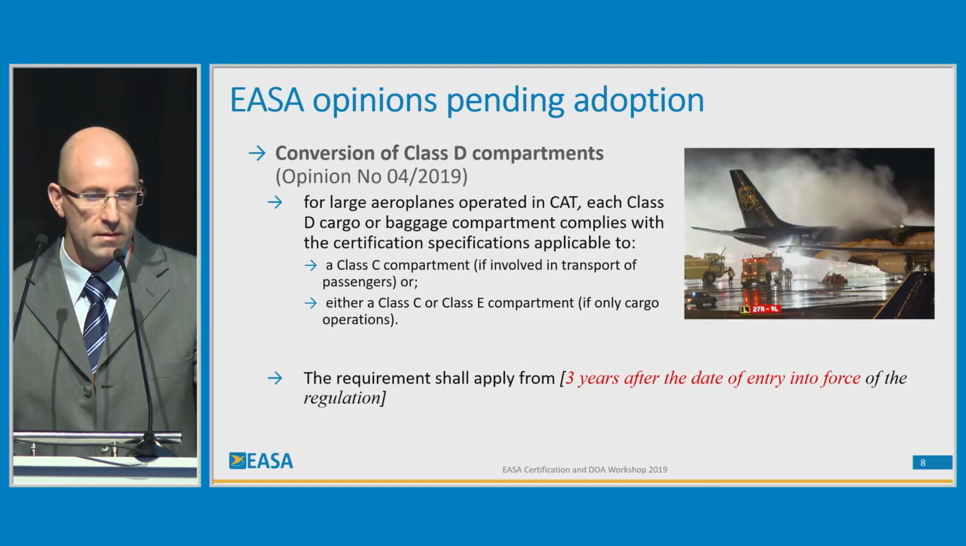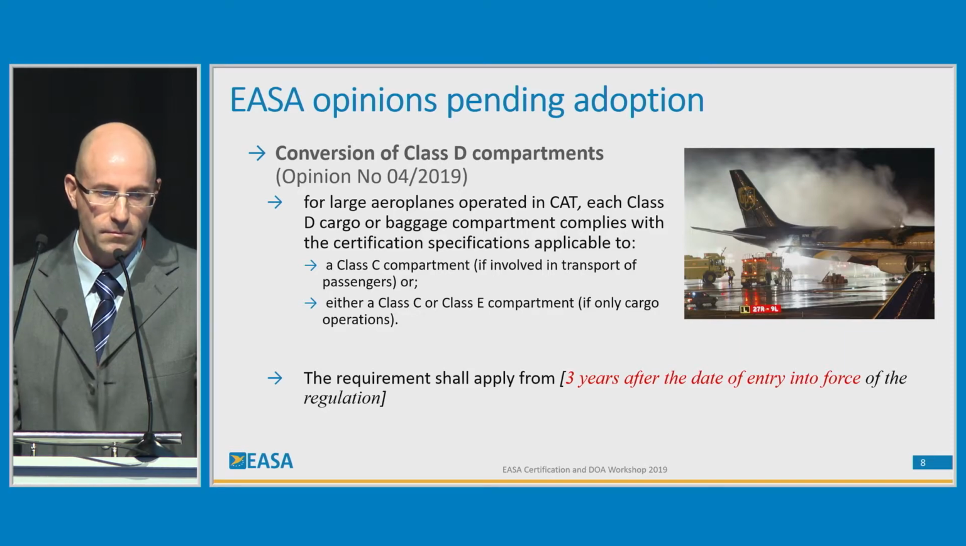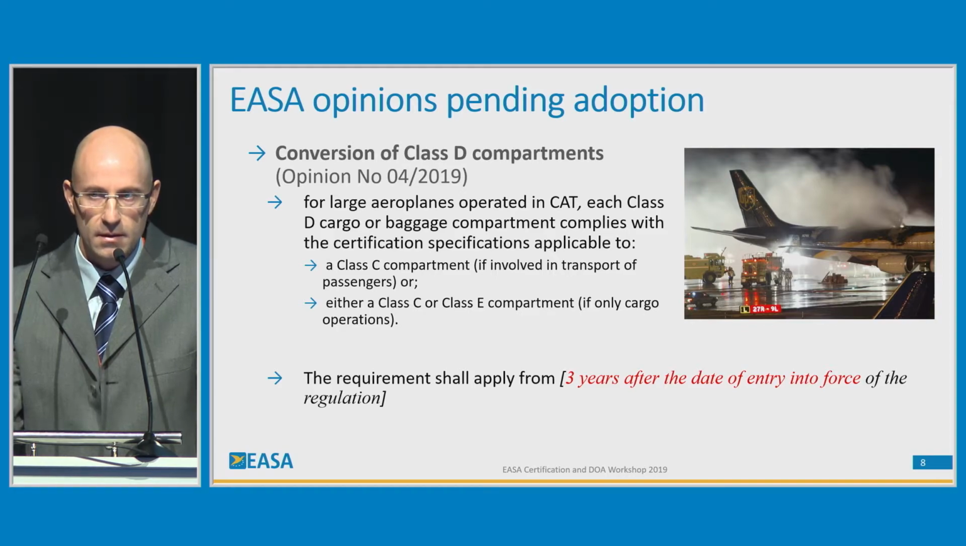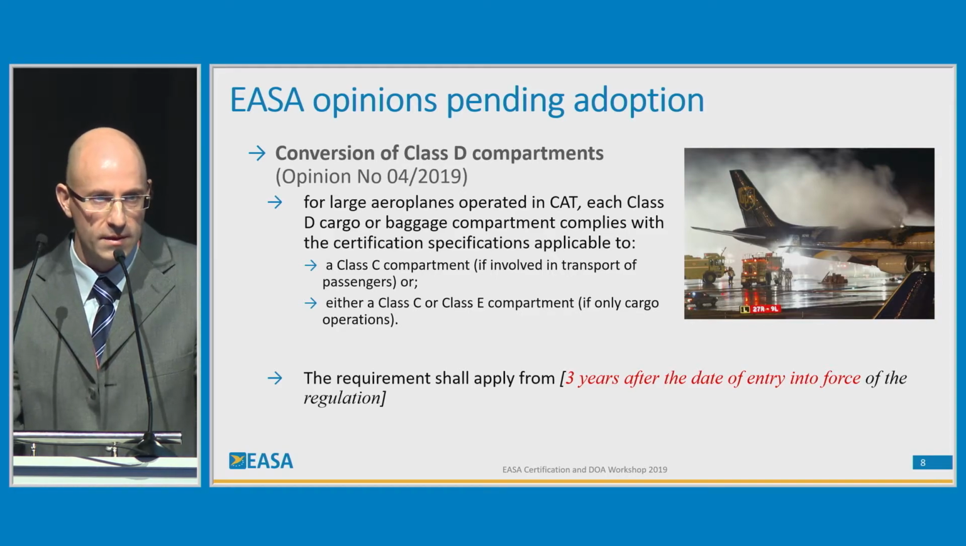And the last one aims at mitigating the risk of uncontrolled fire in cargo or baggage compartments. More specifically, the risk that exists with Class D compartments, which is a category of compartment that is not allowed anymore on new designs since some years already, but that are still flying today, at least in EASA member states.